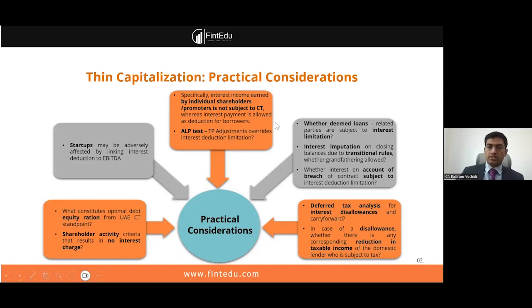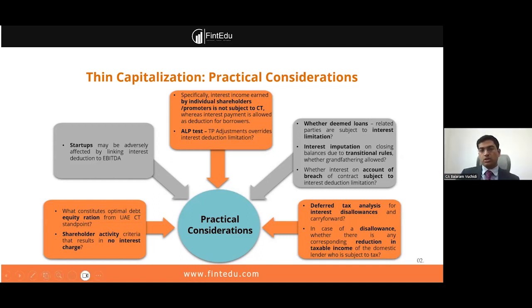Then the other challenge is whether deemed loans taken from related parties, and the interest payment on them, will be subject to the interest limitation or not. That is something we need to look at. It is also one of the challenging areas. Then, interest imputation on closing balances due to transitional rules. We had loans earlier, and do we have grandfathering rules allowed in this or not, with respect to interest paid on loans taken before we got into the corporate tax regime, or before 9th December 2022? So that interest imputation challenge is going to be there.